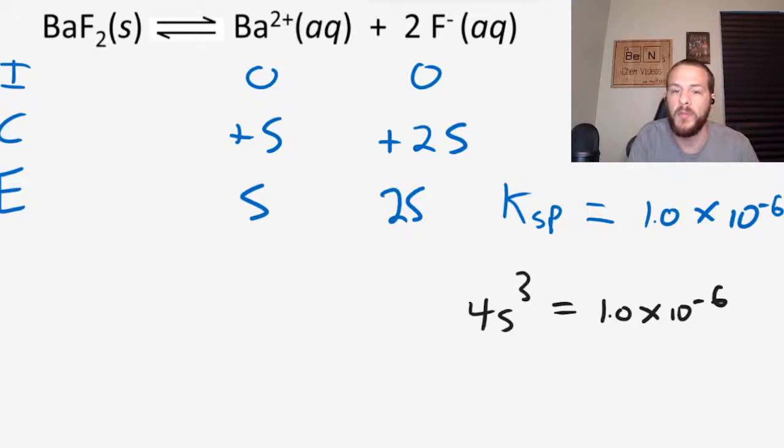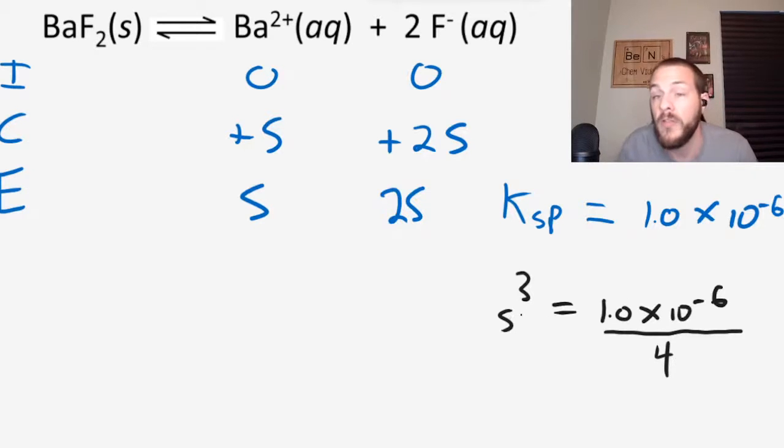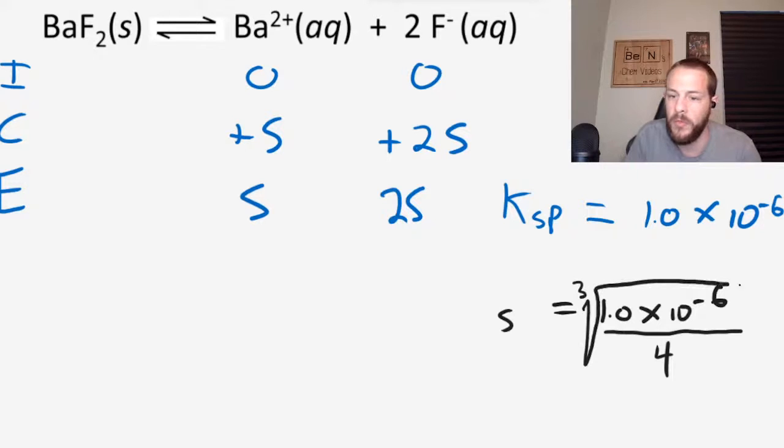And now we can divide both sides of this equation by 4. And so we get s cubed is equal to 1.0 times 10 to the minus 6 divided by 4. And then finally, to solve for s, we can take the cube root of this expression here, right? So to get s, we're going to take the cube root of this whole thing, 1.0 times 10 to the minus 6 divided by 4.